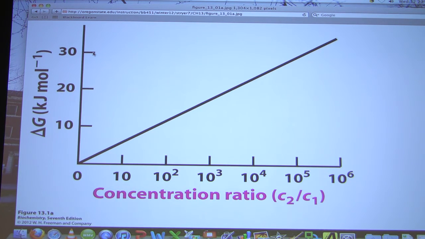Now, here is a figure that I don't want you to waste too much time on. Basically, it's telling us that concentration is associated with energy. If you think about it, that makes sense. That's why things tend to want to move from a high concentration to a lower concentration. It's energetically favorable for them to move from a high to a low. So if we want to take something from a low to a high, we're going to have to put energy in.